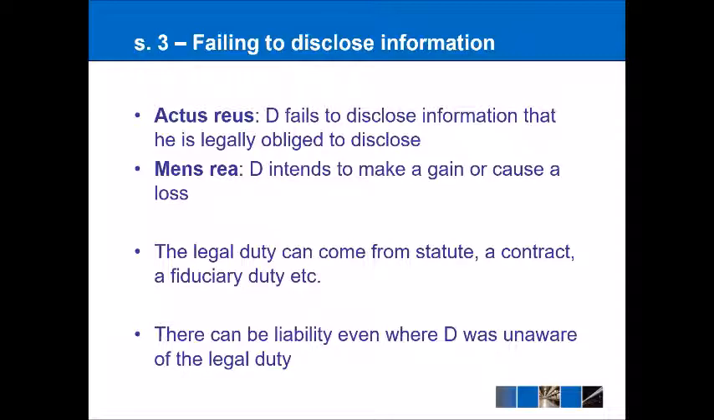And where this legal duty can actually come from is a range of sources. We've got statute as an example, contract, fiduciary duty, and it can even extend to things like customs within a particular trade as well. And finally, we can say that there can also be liability even where the defendant was unaware of the legal duty. So we're essentially establishing here a strict liability offence whereby the defendant can still be convicted even if he perhaps was not aware of a legal duty to do something. And that falls within that mens rea element about how we're interpreting that intention.